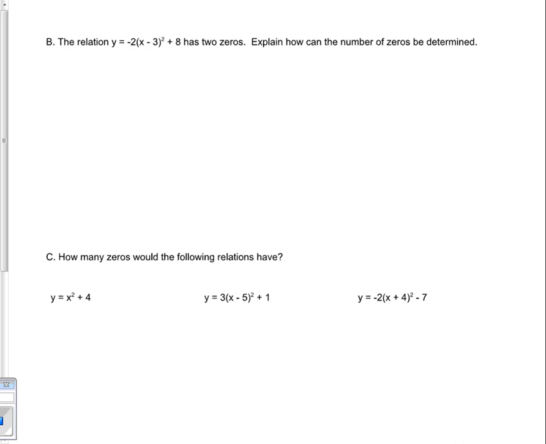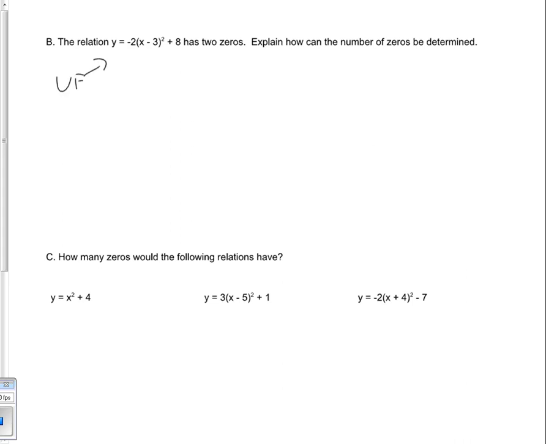Every once in a while, you're asked a question about how many zeros a certain relationship has, and you don't even need to graph it in order to figure out the answer. So if we look at this particular relationship, and it tells us that it has two zeros, how can we figure that out? Well, in this case, the relationship is given to us in vertex form.